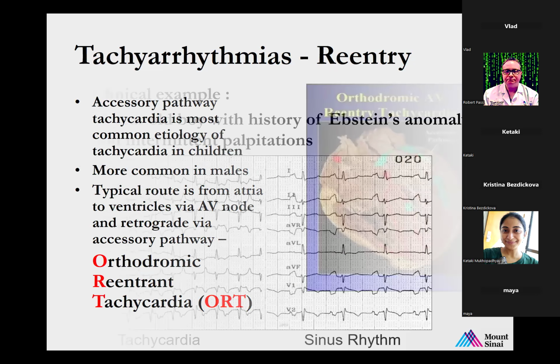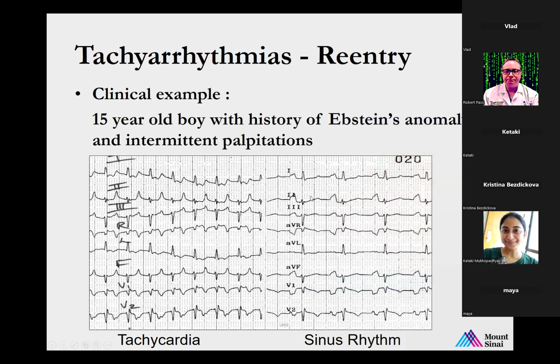This is an example of a patient who has Ebstein's anomaly and intermittent palpitations. On the right-hand panel, we see when the patient's in sinus rhythm, they have this very gigantic P wave, which is typical of patients with Ebstein's anomaly. In tachycardia, though, we don't see that P wave. It's the same exact patient, but what's notable is look how flat the T waves are in sinus rhythm, and look how unusual they are in tachycardia, and that's because we have a retrograde P wave that is superimposed on the T wave here in this example.